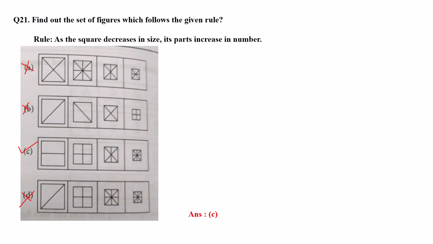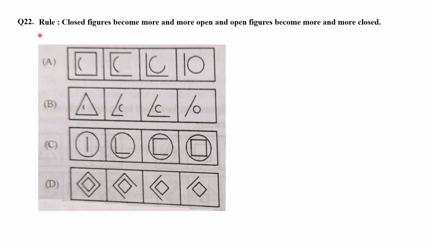Next question. Now question 22. Here the rule is closed figures become more and more open and open figures become more and more closed. So if you see the figure which is closed, slowly it should open, and the figure which is open, that should become closed, isn't it? So let's start from here. If you see the inner one, here both are closed, isn't it? So both should open, but the inner one remains same here, isn't it? Inner part remains same. It is not changing. So this is not the correct option.